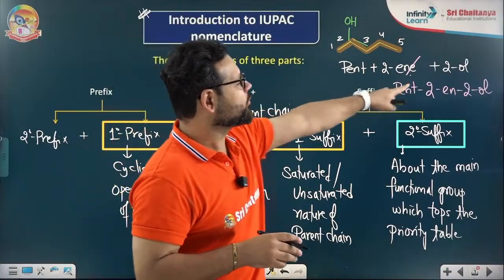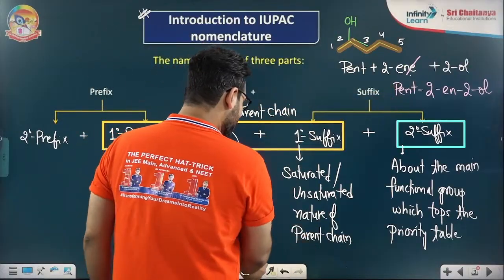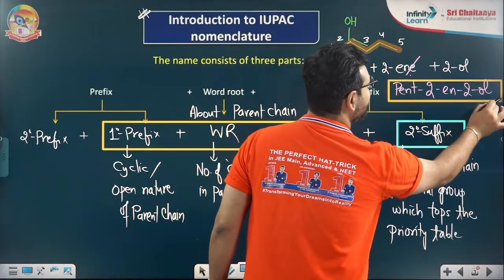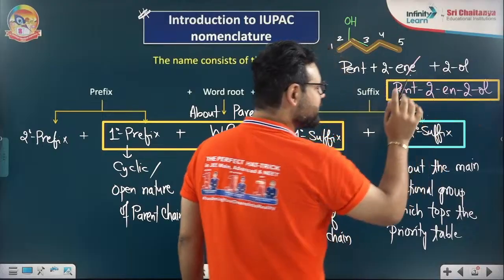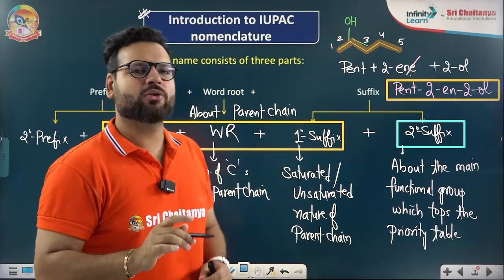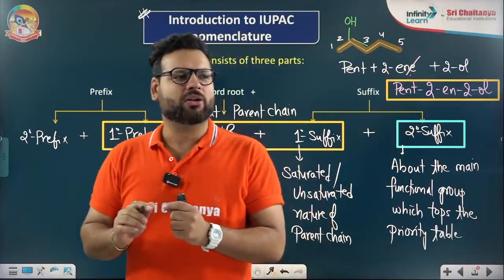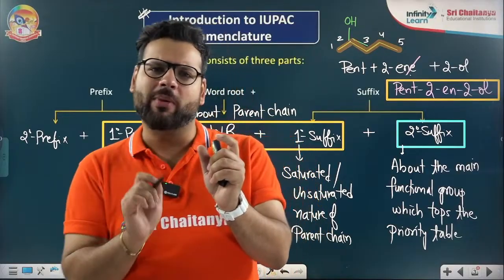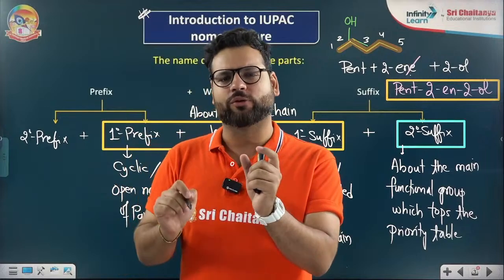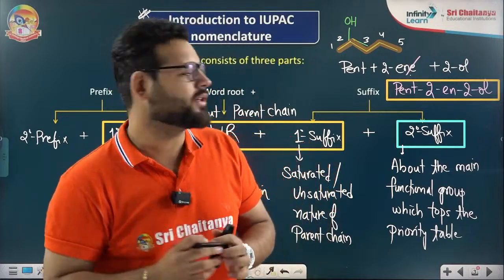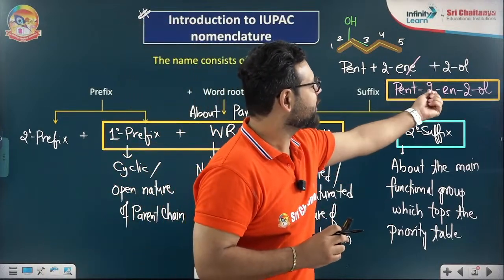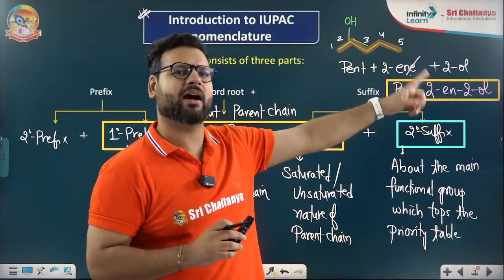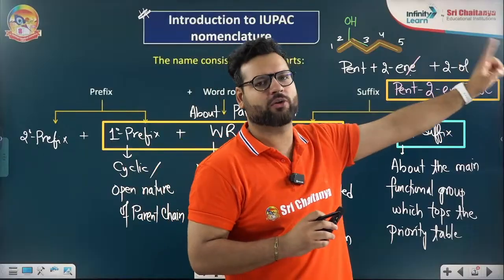Pent-2-en-2-ol. Always write the first alphabet as capital, and do not leave any space in between. Whenever you are separating two numbers, put a comma in between, like 2, 2, 3, 3, 2, 4. And whenever you are differentiating between a number and an alphabet, put a hyphen in between. So pent hyphen 2 hyphen en hyphen 2 hyphen ol.